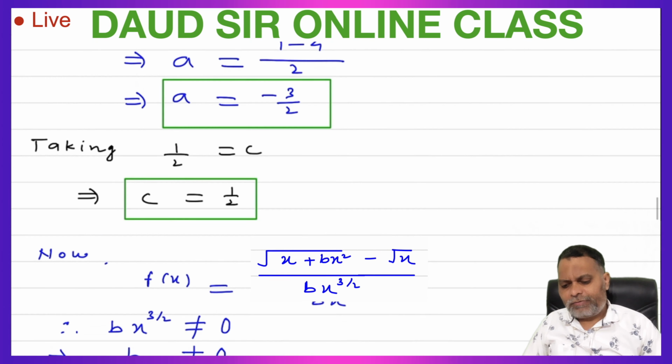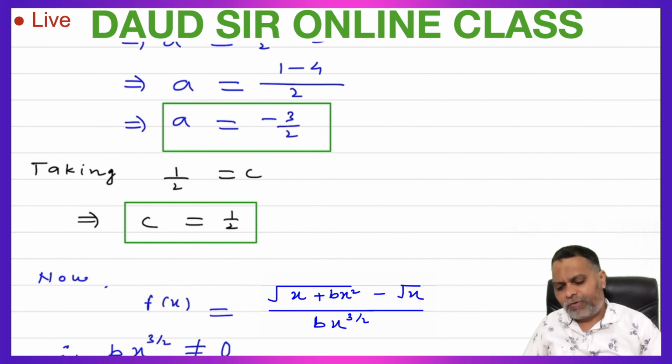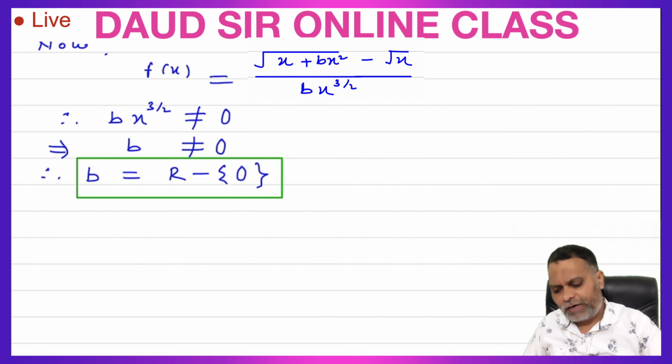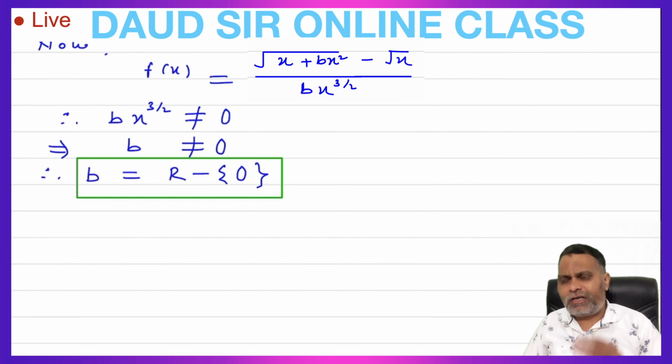So all these three values we have got: a is equal to minus 3 upon 2, c is equal to 1 upon 2, and b is equal to any real value, but it should not be equal to 0. So I have written this R minus 0, means any real value we can take of b, but not equal to 0.